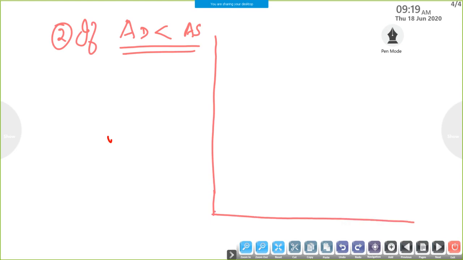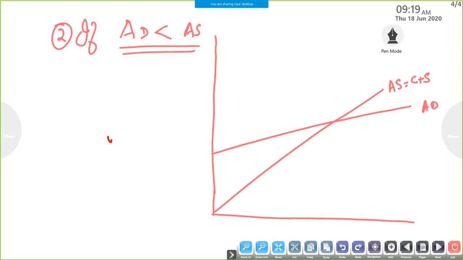ADAS approach. This is our AS curve. You should mention AS is equal to C plus S. This is our AD curve, that is equal to C plus I. Here the intersected point shows the equilibrium level of an economy. Again OY axis, AD and AS, and GDP on the x-axis. Here we need AD is less than AS.